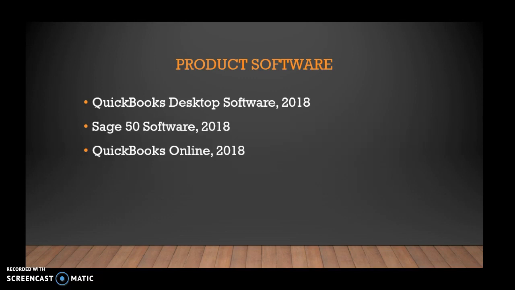There's 2 textbooks associated with that. With the QuickBooks Desktop software, we're looking at QuickBooks Computer Accounting Essentials with QuickBooks 2018. So that's the first textbook that we'll be going through. The second textbook is related to the Sage 50 software, 2017. Although that says 2018, we will be using the 2017 version.